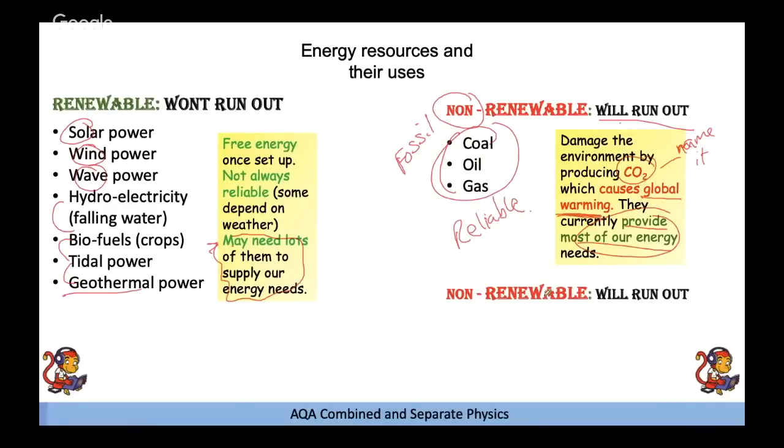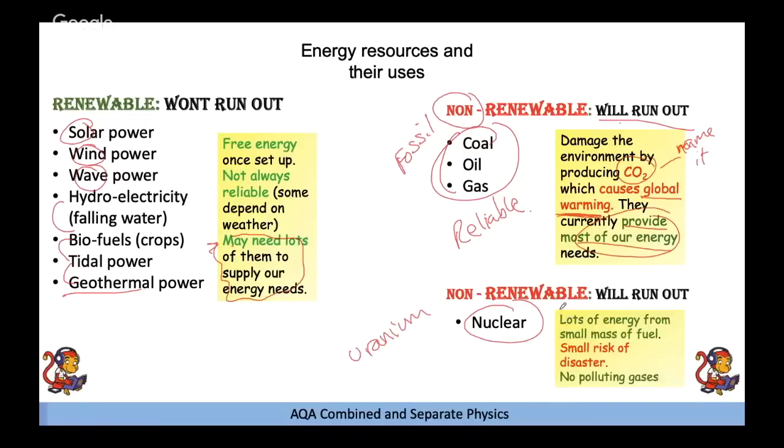Non-renewable, there's one other non-renewable one, which isn't a fossil fuel, but it will run out one day, and that's nuclear. And why does it run out? It's because we dig the fuel out of the ground, uranium. Okay, and there's only so much uranium on our planet, but it will last thousands of years. Now, a good thing about this, you get lots of energy from a small mass of fuel.